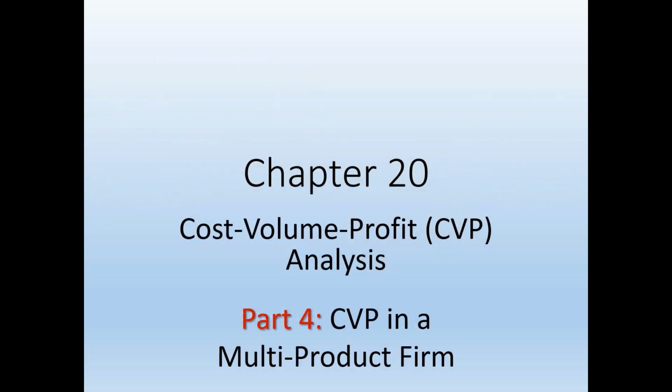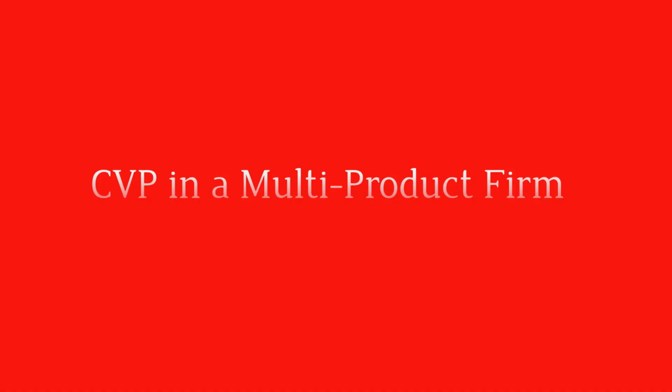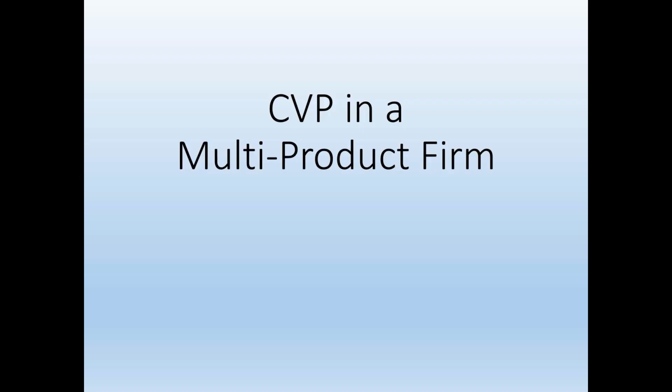Up until now, our discussion of cost, volume, profit analysis has been based on the assumption that the firm only makes one product, so we know the contribution margin for that product. However, that's not very realistic. Most firms make lots of different products. So our last topic in this chapter is how to handle cost, volume, profit analysis in a multi-product firm.